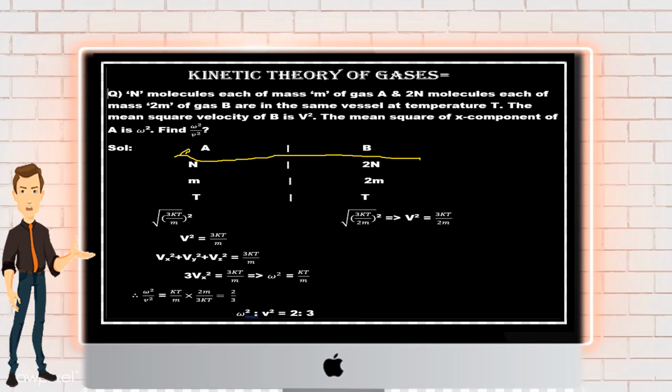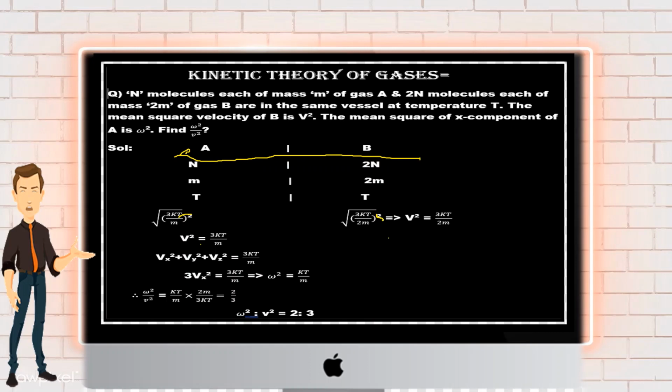Here we are making it v square. Sorry, typing mistake, the square is not there here. Just 3kT by m, and here also 3kT by 2m. Typing mistake: here v square equals 3kT by m for A, and for B, root over 3kT by 2m is v square. But they have not given any component in gas B, so directly v square equals 3kT by 2m.